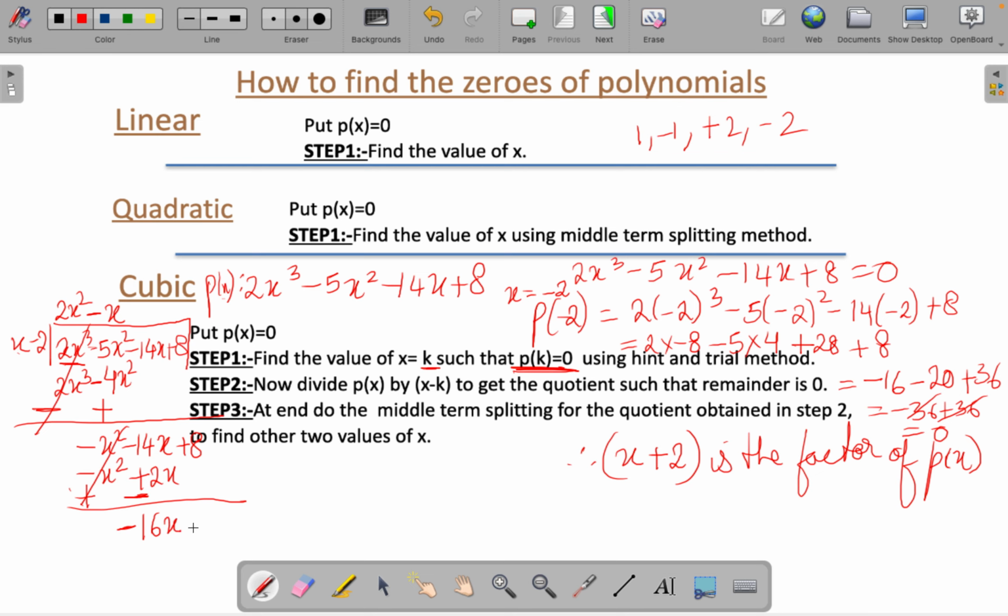right, plus 8, right, children? So here you will come to know whether you have done this division correctly or not. If I multiply this by minus 16, children, again I will not get a perfect answer. So let's just check what division error we have done. If I do it by minus 16, here I will get minus 16x, right? So here it will be, okay.